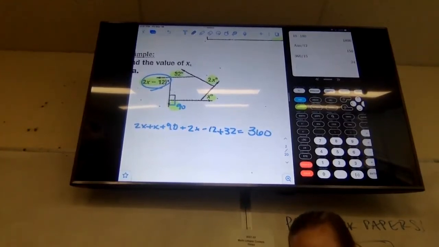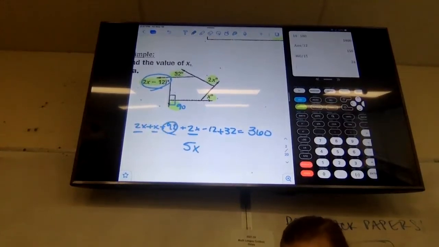So I'm going to add my x's up, 2x, x, and 2x is going to be 5x. And then I'm going to add 90 minus 12 plus 32 equals 110.